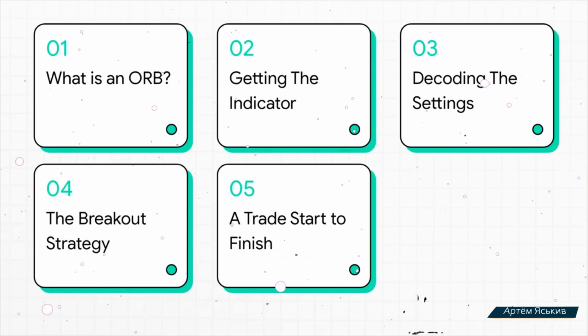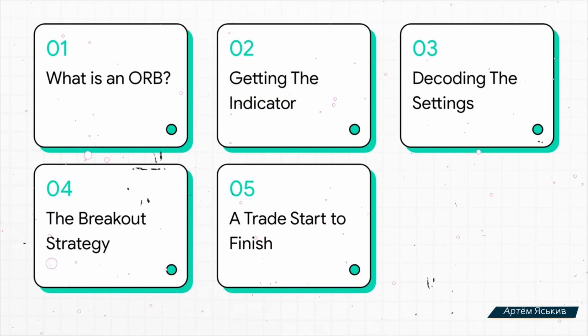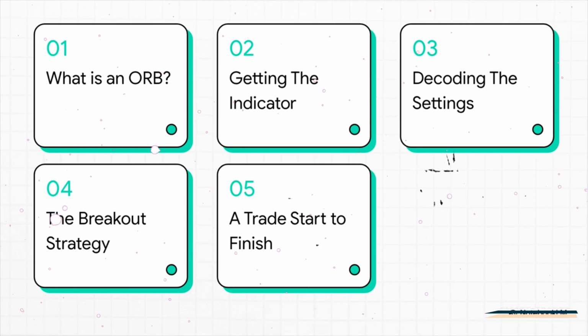We're going to tackle this in 5 simple parts. First, we'll quickly cover what an ORB, or opening range breakout, even is. Then I'll show you how to get the free indicator yourself. After that, we'll look at the only 2 settings that really matter, lay out the super simple rules for the strategy, and finally, we'll walk through a complete trade from start to finish.